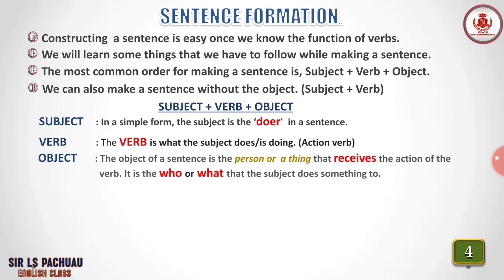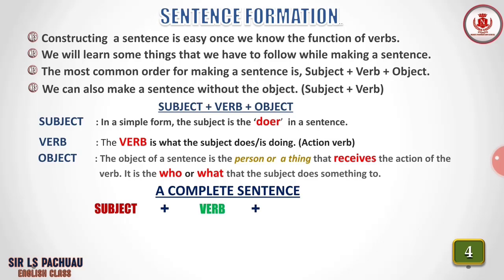Object. The object of a sentence is the person or thing that receives the action of the verb. Let me repeat again. The object of a sentence is the person or thing that receives the action of the verb. It is the who or what the subject does something to. Remember this, the who or what. So here, a complete sentence. Let's see: subject plus verb plus what?